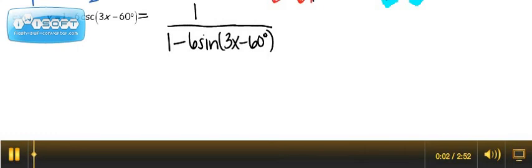Example 2 asks you to graph the function y equals 1 minus 6 times the cosecant of the quantity 3x minus 60. So again, cosecant is a reciprocal of sine. So remember, we want to graph our denominator to figure out where my asymptotes are, meaning where I'm going to have an output or a y value of 0, so it's undefined.